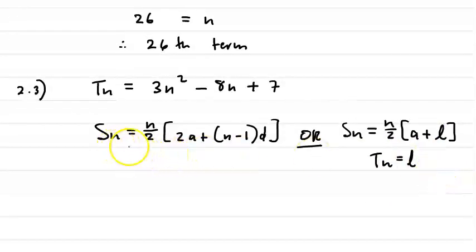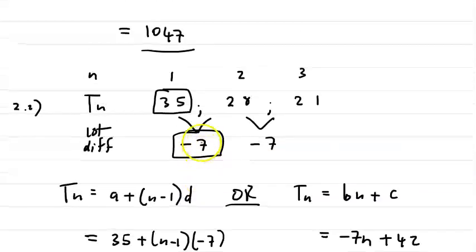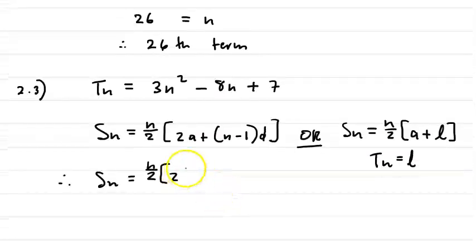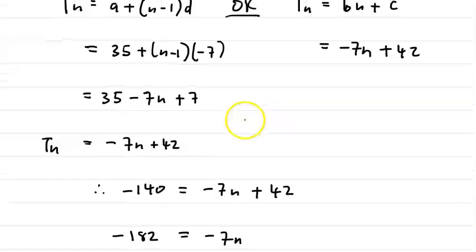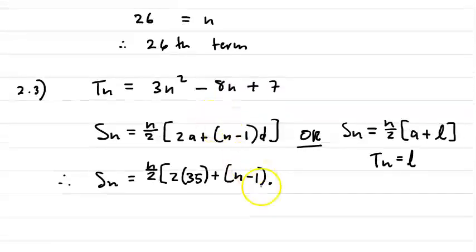But we're going to use this formula here, Sn equals n over 2 into 2a plus n minus 1 times d. The reason for that is we have all the information. We have the first term a, we have the difference d, so therefore we can do that. So let's say Sn equals n over 2, 2a. Our first term is 35, so it will be 2 times 35 plus n minus 1 times, and our difference is minus 7. So let's put that in, minus 7.